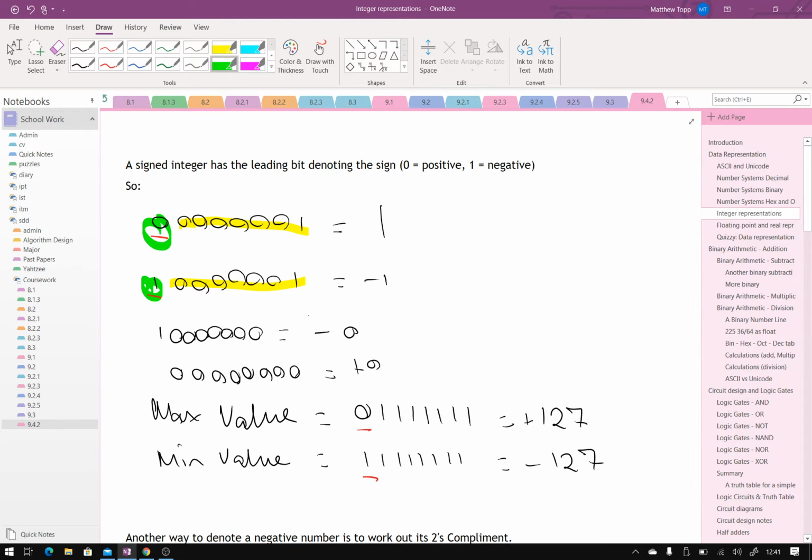Okay, so that's sign and modulus. And this will come up tomorrow, because tomorrow we're going to look at floating points, which is how we can deal with decimal numbers. I'm not going to deal with decimal numbers today, though.